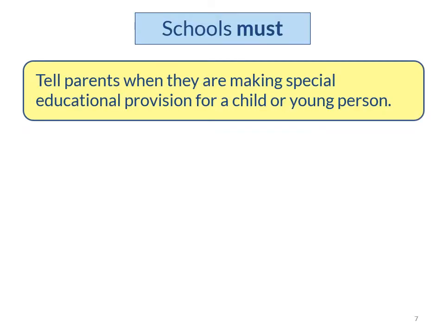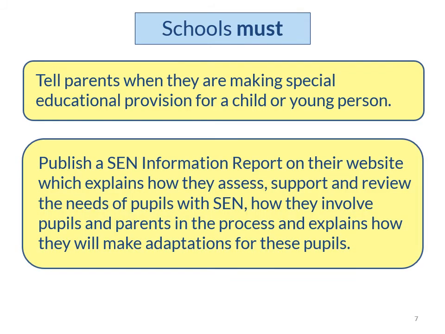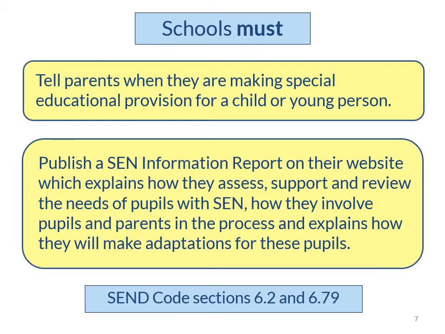Schools must tell parents when they are making special educational provision or support for a child or a young person. They must also publish a SEN information report on their website, which explains how they assess, support and review the needs of pupils with SEN, how they involve pupils and parents in the process, and explains how they will make adaptations for these pupils. This includes support for improving emotional and social development and measures to prevent bullying.